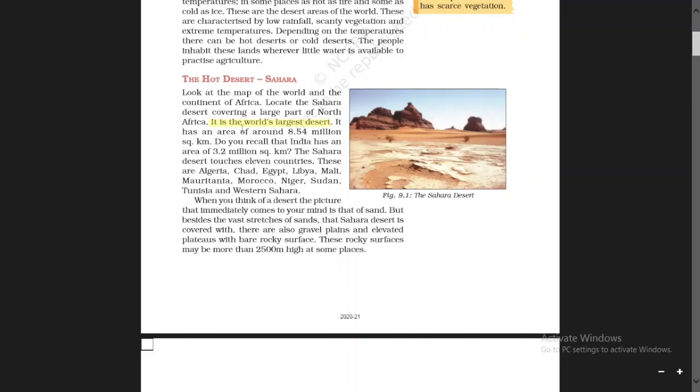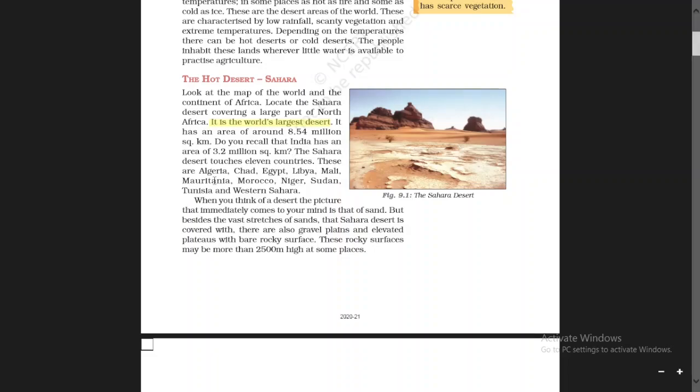It has an area of around 8.54 million square kilometers. See the vastness of this Sahara Desert. Do you recall that India has an area of only 3.2 million square kilometers? Now you can imagine how vast this Sahara Desert is.